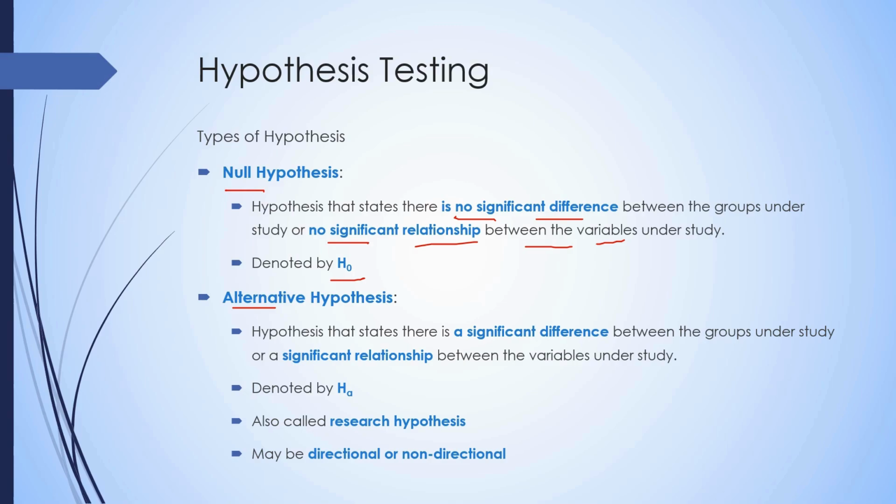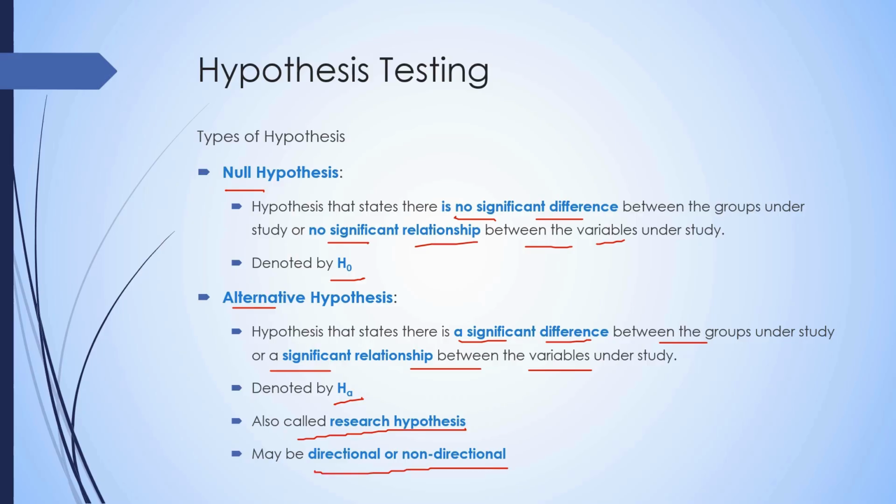And next is alternative hypothesis. This is exactly the opposite of the null hypothesis. Alternative hypothesis states that there is a significant difference between the groups under study or there is a significant relationship between the variables under study. It's denoted by HA. A stands for alternative. This is also called research hypothesis because when you are continuing with your research, you have to accept the alternative hypothesis in order for your study to progress. It may be directional or it may be non-directional.